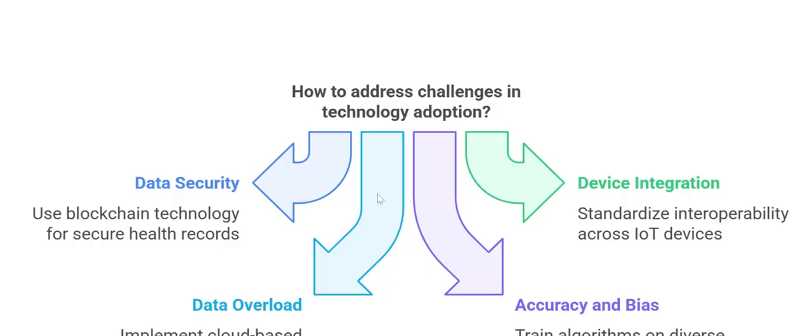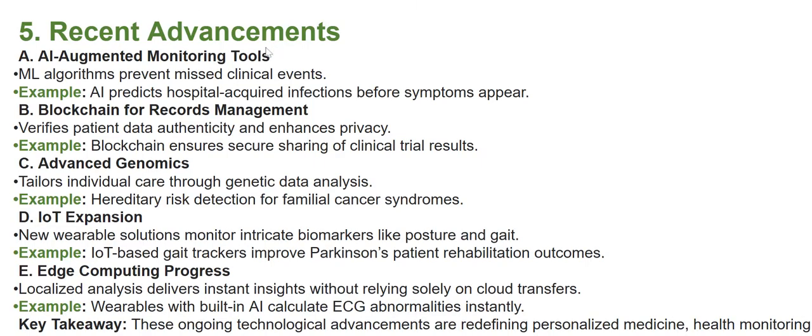Recent advancements. Despite the order, we have AI-augmented monitoring tools. AI, artificial intelligence, and machine learning (ML) algorithms prevent missed clinical events. Example: AI predicts hospital-acquired infections prior to symptoms appearing. Blockchain for records management verifies patient data authenticity and enhances privacy. Example: blockchain ensures secure sharing of clinical trial results.